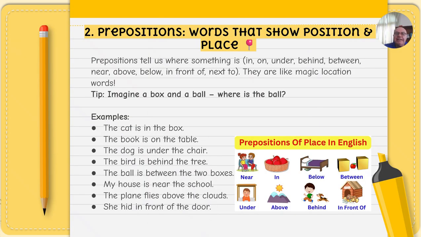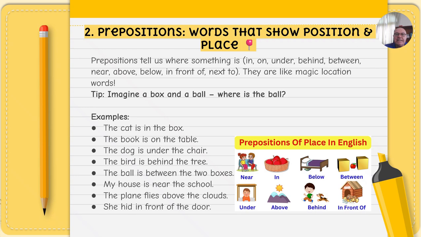Prepositions tell us where something is, in, on, under, behind, between, near, above, below, in front, or next to. They are like little magic location words. Tip, imagine a box and a ball. Where is the ball? Some examples.